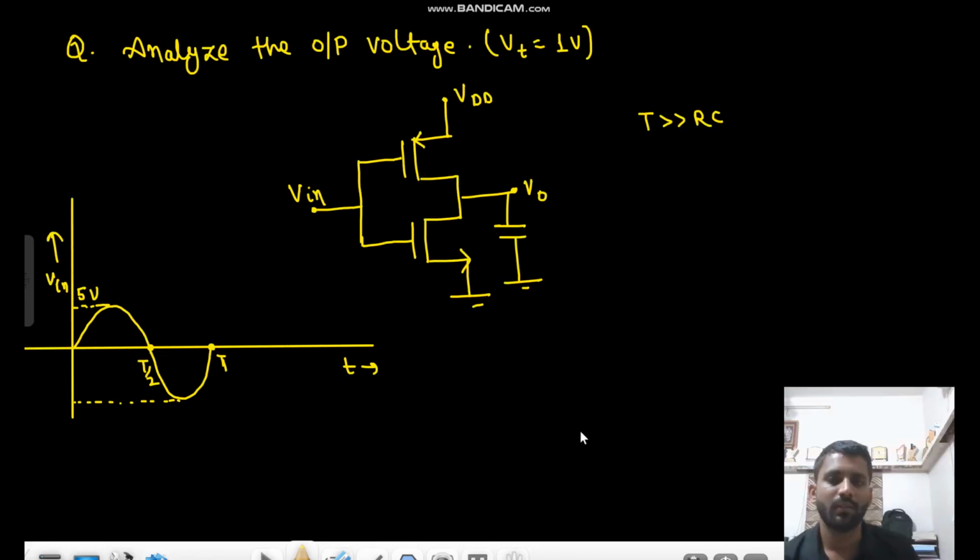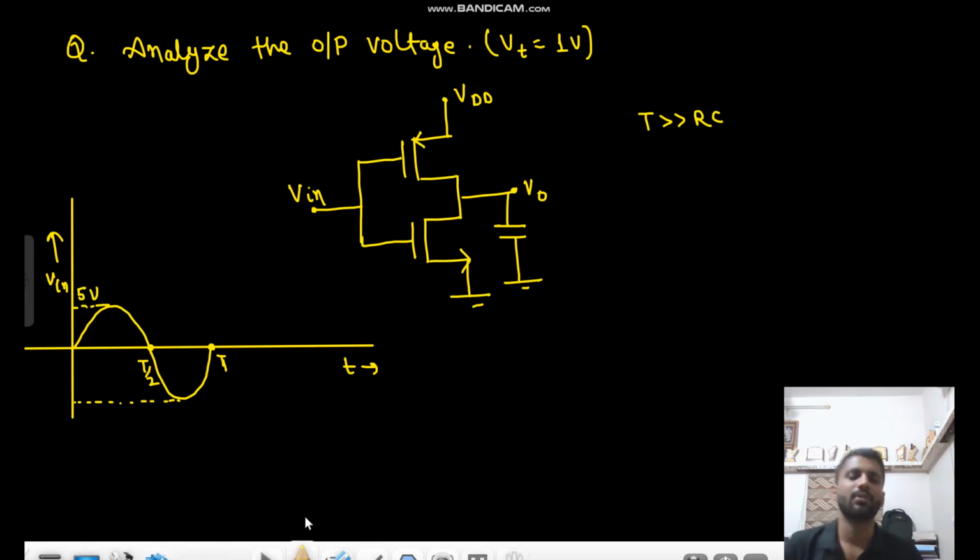Hello everyone. So this is the question. You have to analyze the output voltage. This is the CMOS inverter configuration given, and the thing given is that T is much greater than RC. This is the input that is given: Vin goes from 0 to 5 volt, a sinusoid input, 5 sin omega t basically.